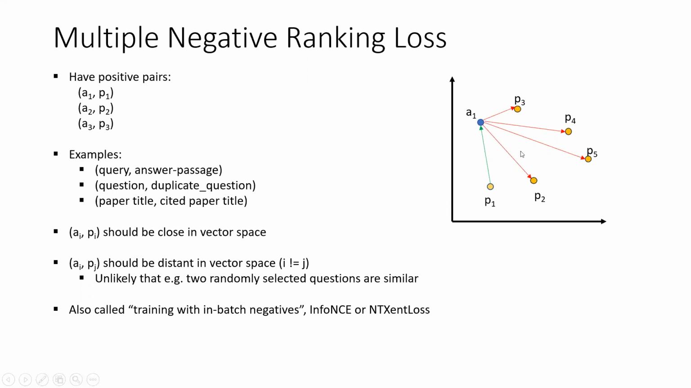So what you do for this loss is you embed the anchor in the vector space, and then you embed the different positives of your batch. Here we have a batch size of 5. You want to move the matching positive, P1, close to A1, and you want to push all the other P's far away in the vector space. So A1 and P1 should be close, and A1 to P2 through P5 should be far away in the vector space.